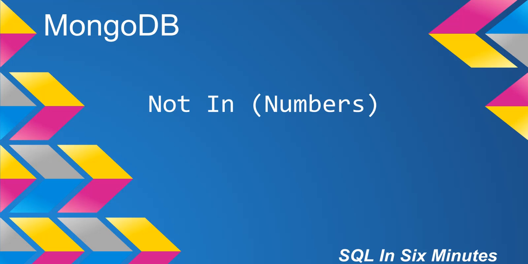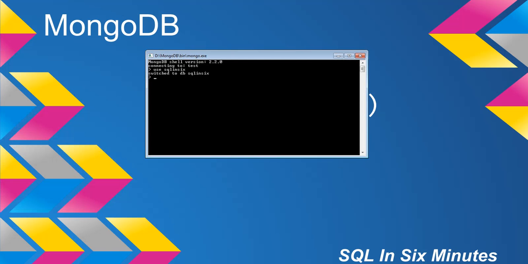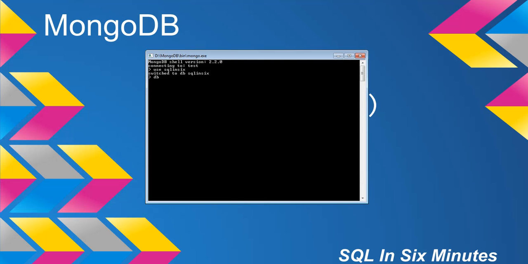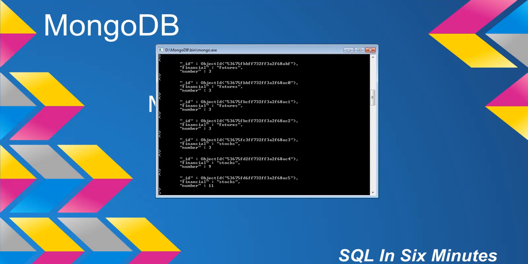So let's fire up Mongo here. And let's connect to our database and then pull up the collection. So we're going to do db.sqlserver.find and then .pretty. And we're going to be looking at the numbers. So in this case, our key is number.